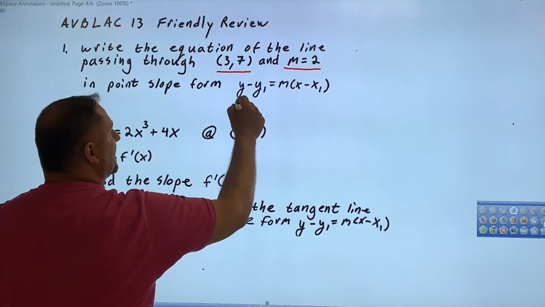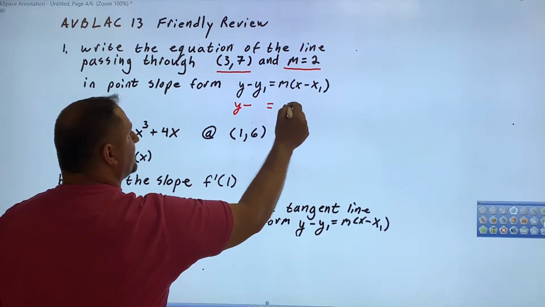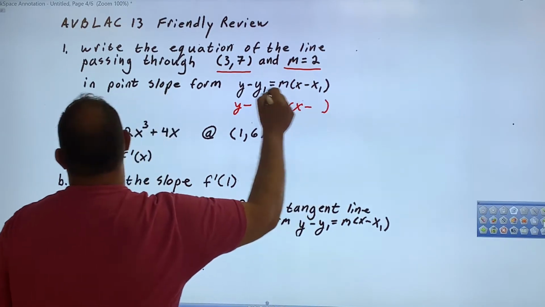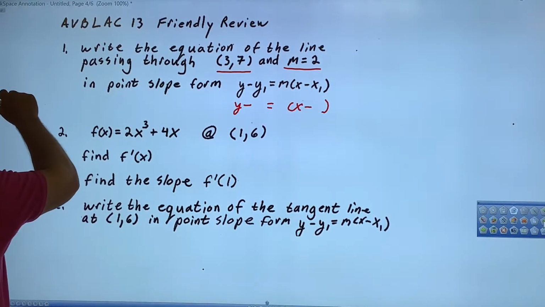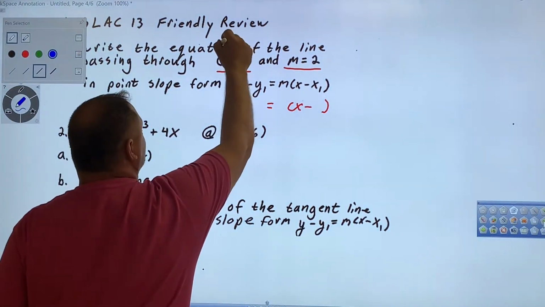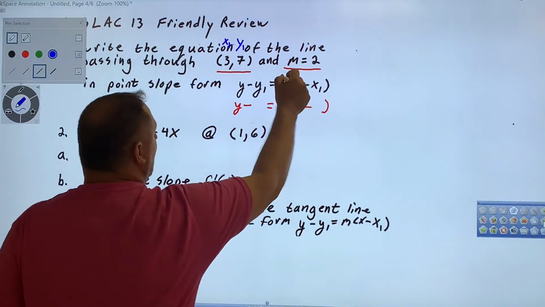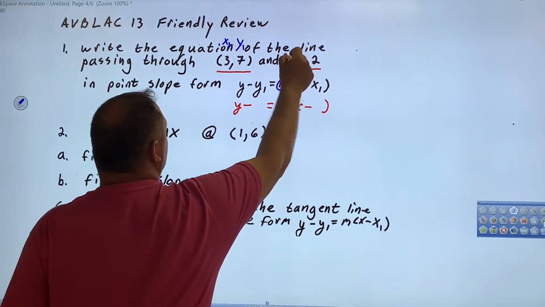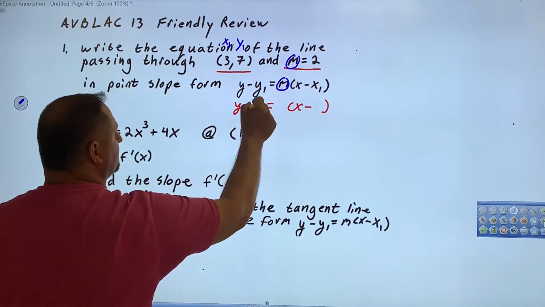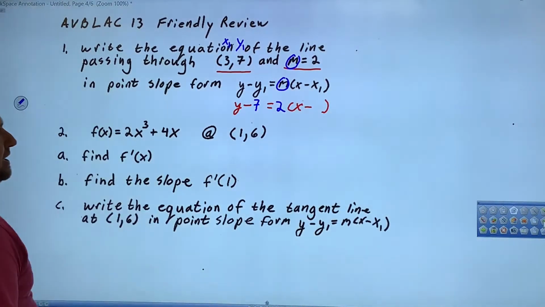All I want to do is set up a template: y minus something equals something times x minus something else. And I'm just going to fill that in with the given information. This is x sub 1, and this is y sub 1. And it gave me the m right here, the m, 2. So my y sub 1 is 7. That just falls in. My slope is 2. That just goes over there. And then my x sub 1 is 3.